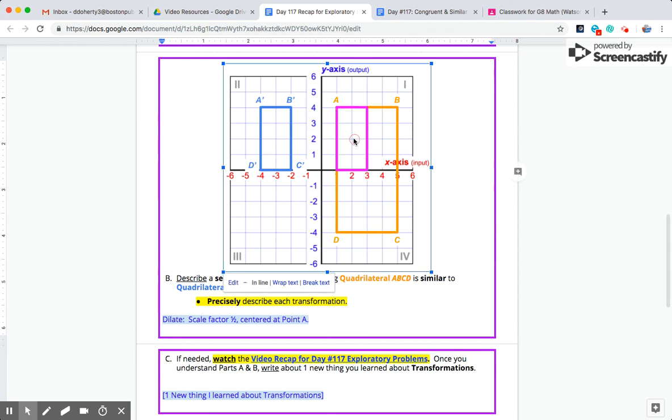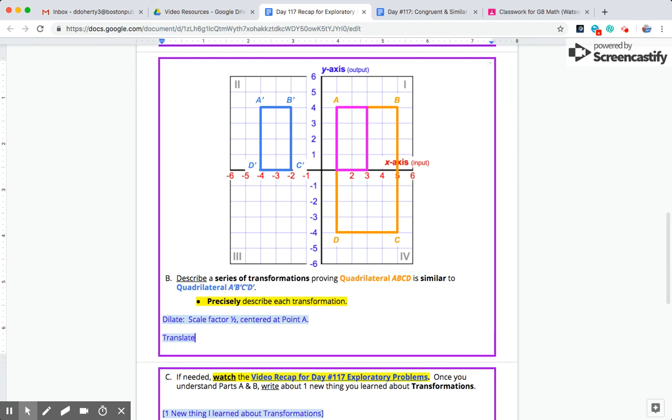And then at that point, all we would need to do is a translation. Point A we see has an x value of 1. The new point A' has an x value of -4. So we would have to drag 5 units to the left. Again, that's what we're talking about with precise descriptions for our transformations. If you see it's a dilation, tell us the scale factor. Tell us where that scale factor is centered at. And if it's a translation, tell us the direction, in this case left, and how many units it goes.